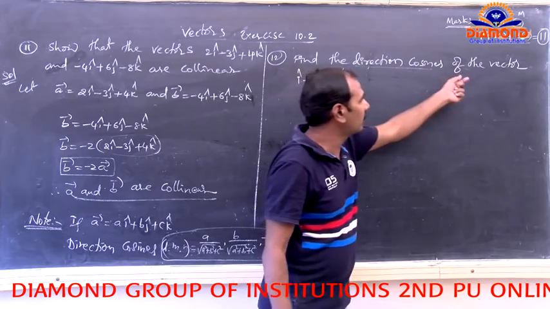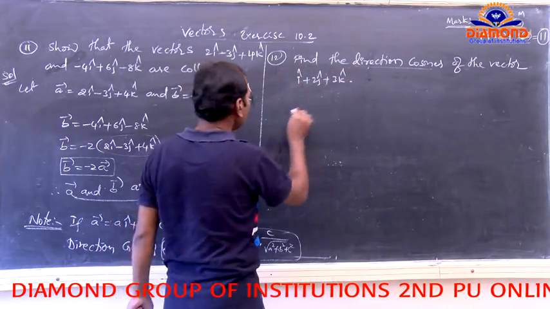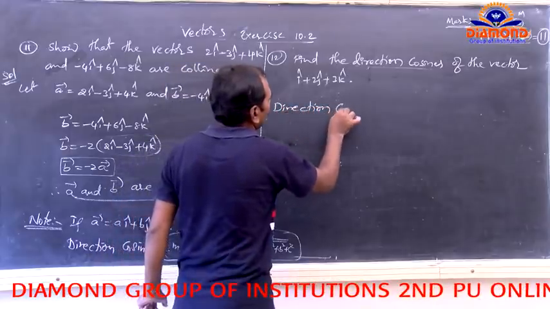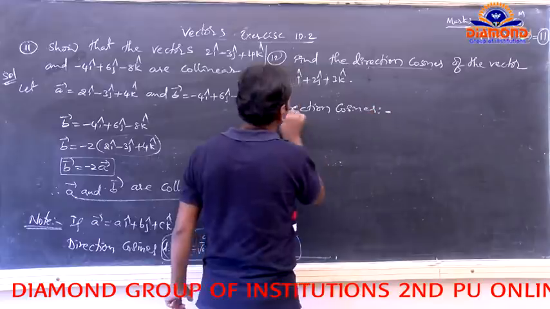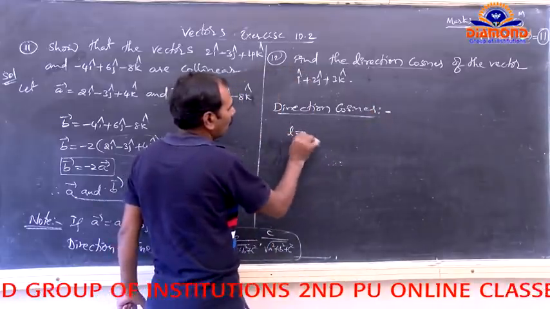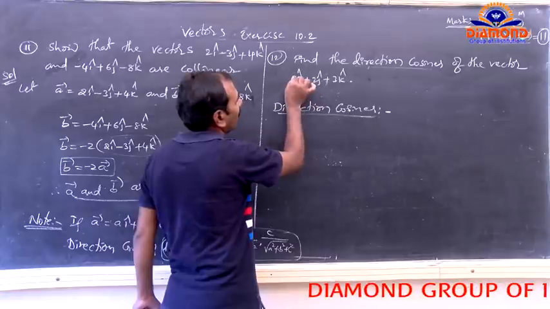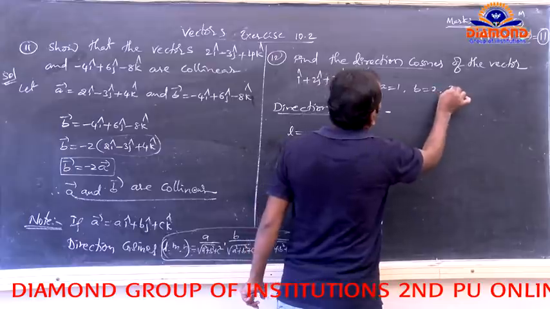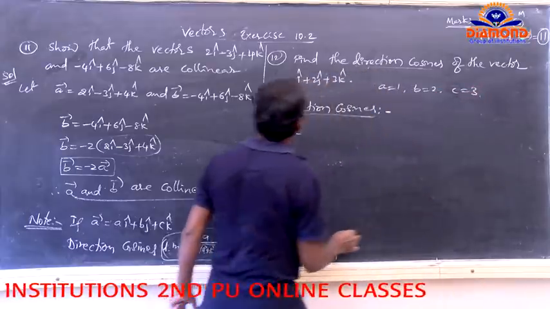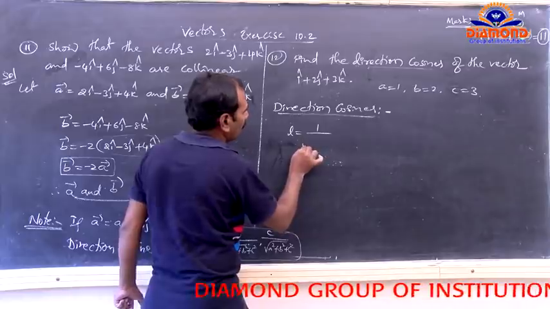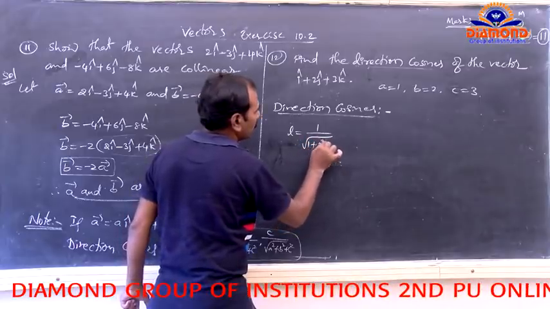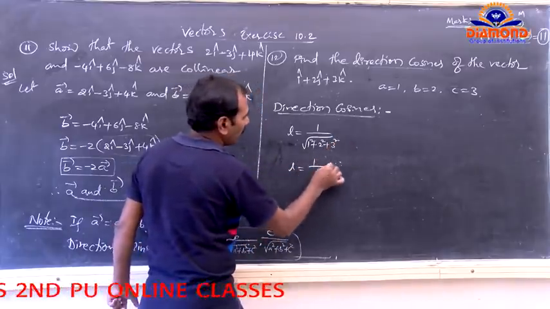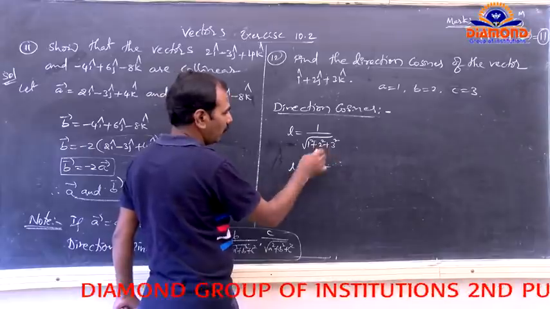Find the direction cosines of the vector. So, direction cosines. L equal to A. The coefficient is A equal to 1, B equal to 2, C equal to 3. So, 1 divided by square root of 1 plus 2 square plus 3 square. L equal to 1 by 9 plus 1 is 10... root 14.